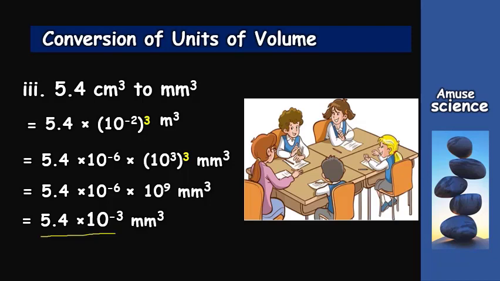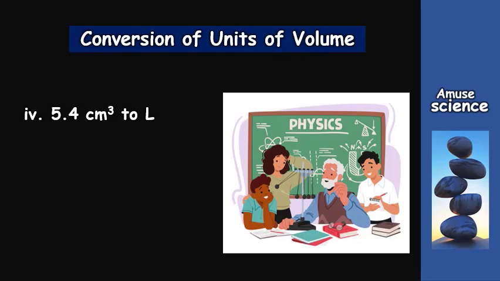Now the final conversion for this tutorial is to convert 5.4 centimeter cube to liters. We already know how the cubic centimeters is related to the liter. We know that 1,000 cubic centimeters is equal to 1 liter. Since we don't have any power, any exponent in the question already, it makes it a little bit difficult to convert. But that is why we are using indices.